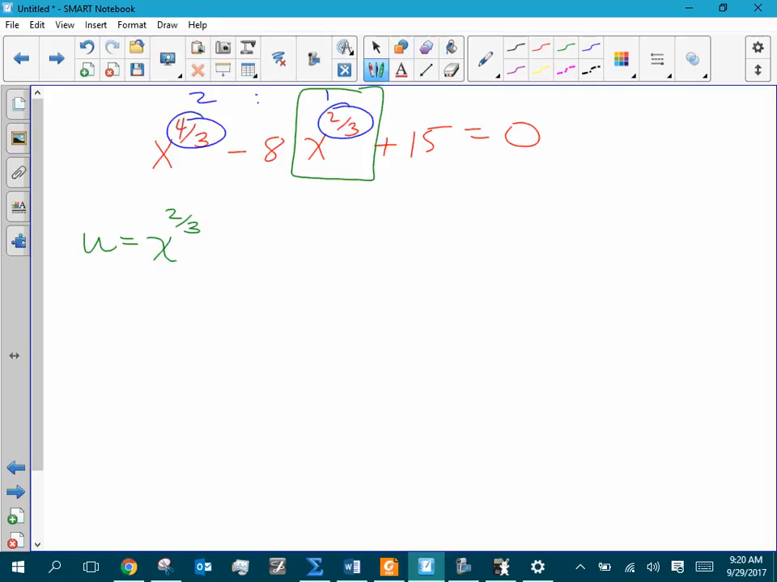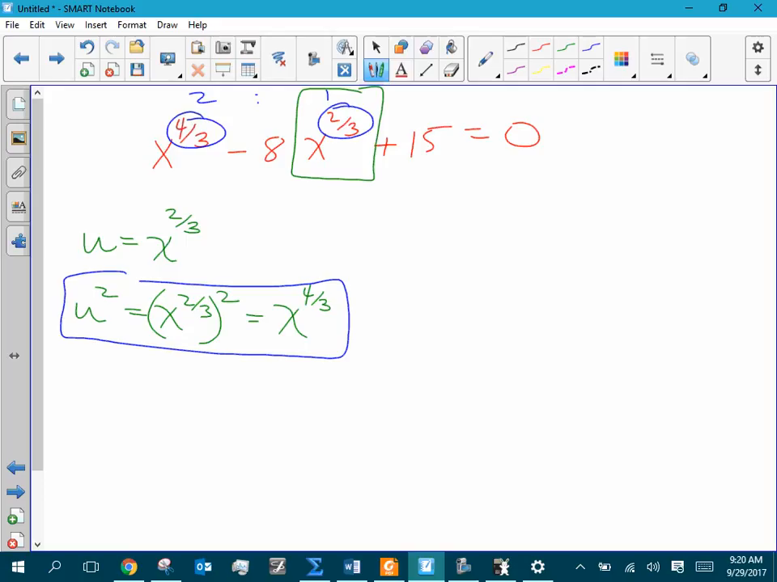But just to show the algebra of why this works, if I have U equals x to 2/3, then U squared should be x to 2/3 squared, shouldn't it? And doesn't that evaluate to x to 4/3? Does that make sense? Hopefully that shows you that you don't have to do this part every time, because if they're in a 2-to-1 relationship, that will always happen. Okay, what I got in the box here.